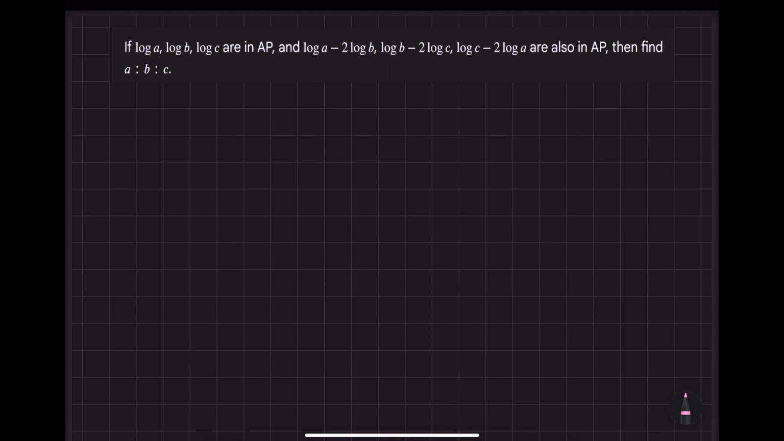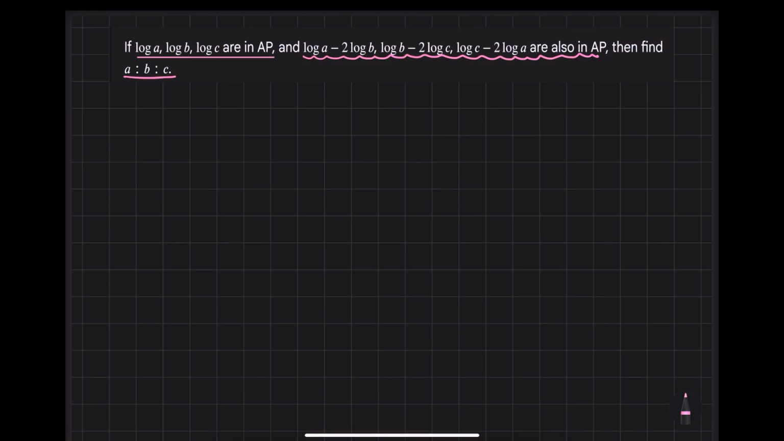So, we got a wholesome new problem which says: if log A, log B, log C are in AP, so these three things are in AP. So, what does this mean? First, we will try to extract, and these three things are also in AP. Then we have to find out the ratio of A, B, and C. Okay. Now, look at how we will approach this.